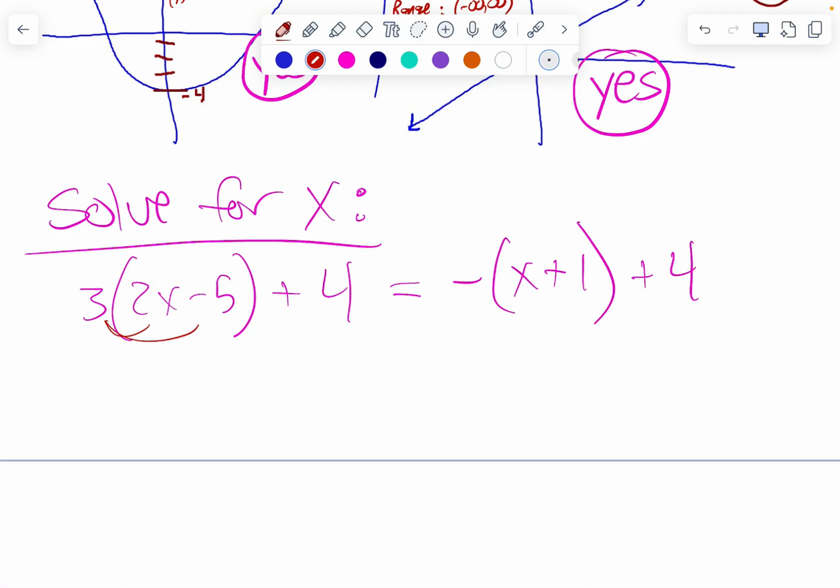So first step is to distribute. Do you distribute this 3 over to the 4? No, because why? Right, it's not part of the parentheses. Good job. Okay, so we'll get 6x minus 15 plus 4. And then how about the other side? We have no number, just this random negative sign. All right, I like that.